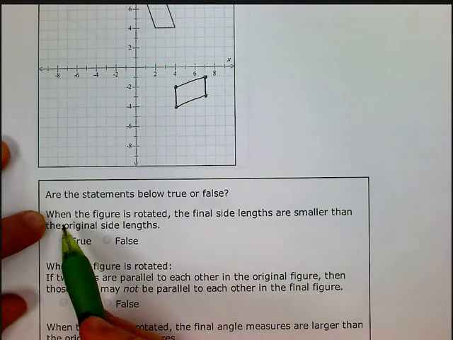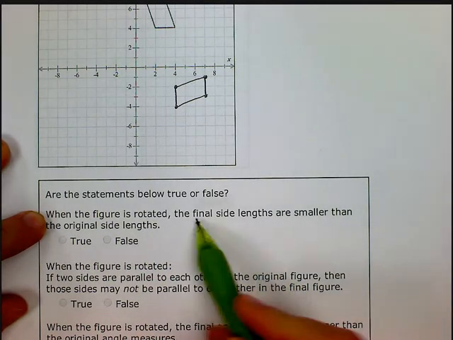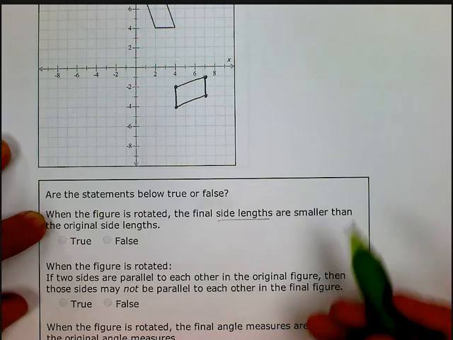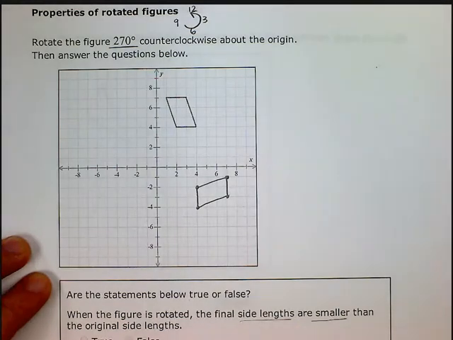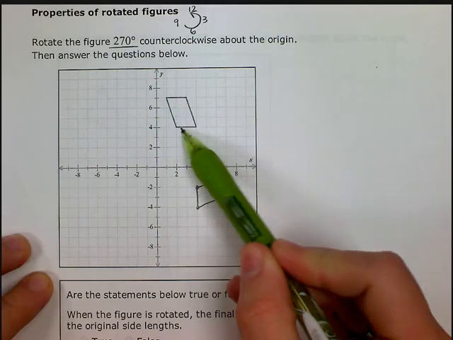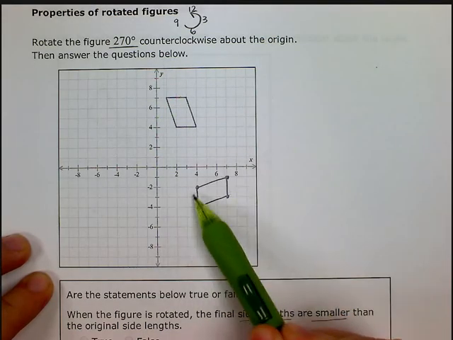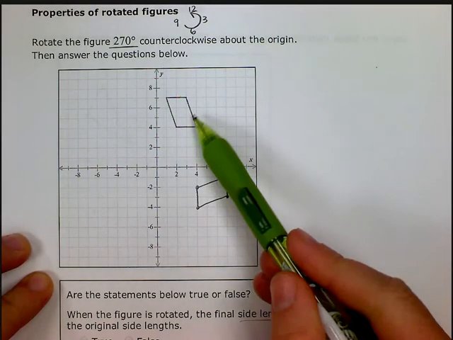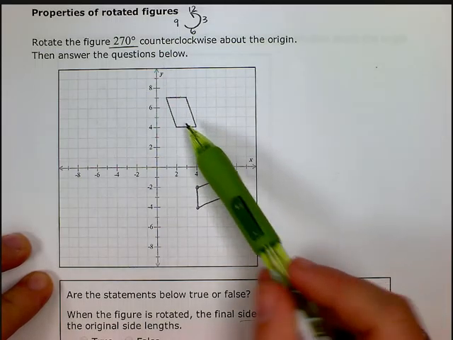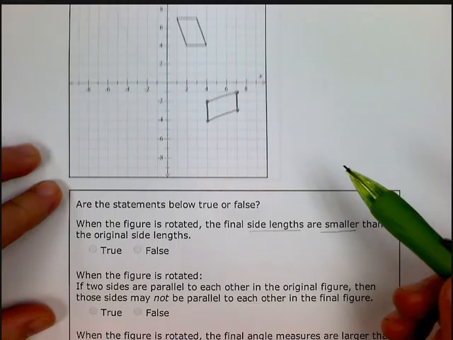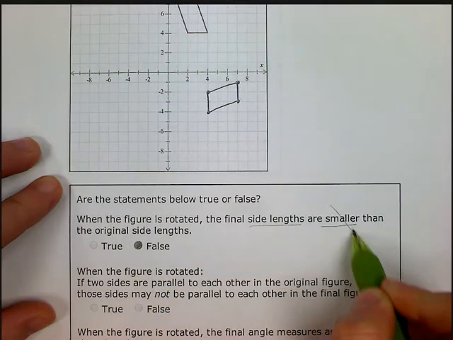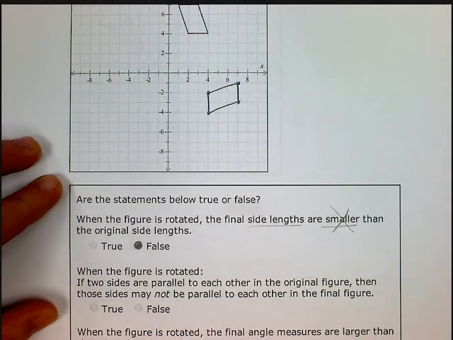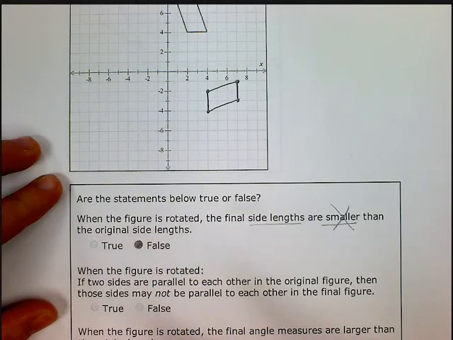When the figure is rotated, the final side lengths are smaller than the original side lengths. So if I look up here, I see that these side lengths are both 2, and they're 2 in the original figure. Okay, I haven't stretched or shrunk my figure at all. I've just moved it. So it's false that they're smaller because they're actually the same size. Okay, so if it said the side lengths are the same, then it would be true.